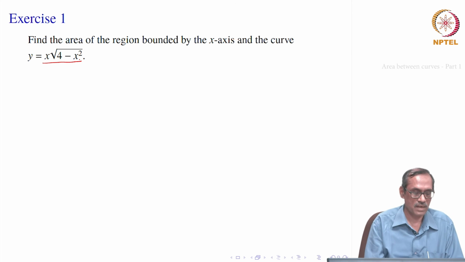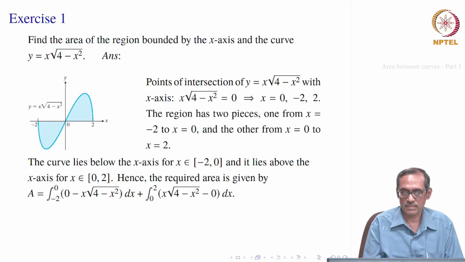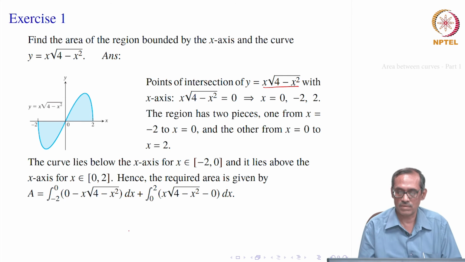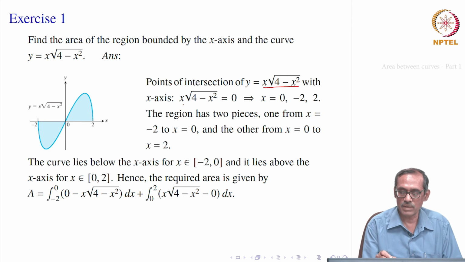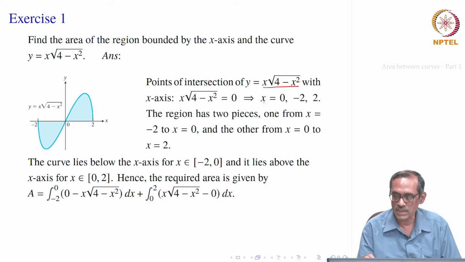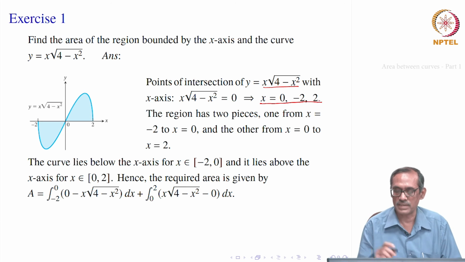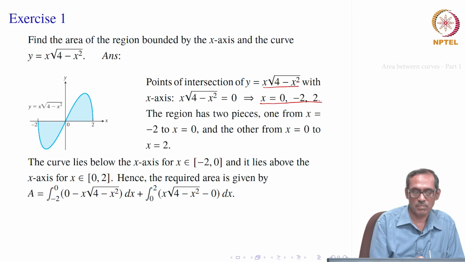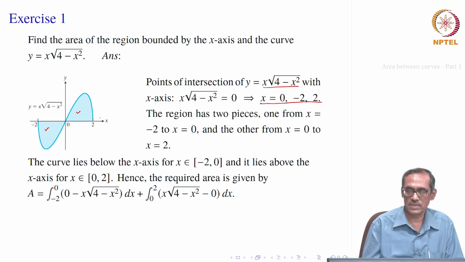So, let us first find out where it intersects the x axis. To get the intersection, we have y equal to x into square root of 4 minus x square and y equal to 0. These are the two curves. Eliminating y, we get x square root of 4 minus x square equal to 0. That gives us now not 2, but 3 points. Hence, the region bounded by this curve and the x axis now has two pieces, right, one from minus 2 to 0, another from 0 to 2.